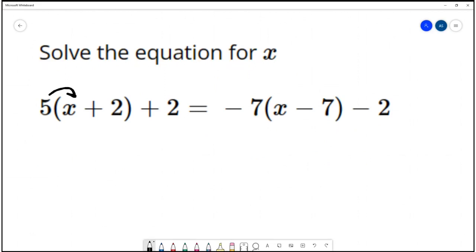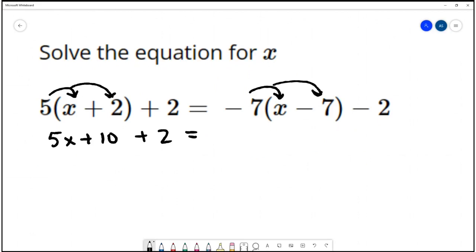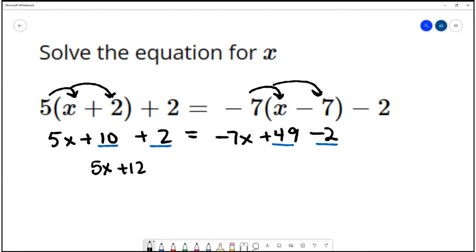So with the distributive property, I'll distribute 5 to both of these terms, giving 5x plus 10 plus 2. I'll use the distributive property on the right. Negative 7 times x is negative 7x. Negative 7 times negative 7 is a positive 49. We'll carry down the minus 2. So we have like terms on the left side and like terms on the right side. So we'll combine the like terms to get 5x plus 12 equals negative 7x plus 47.